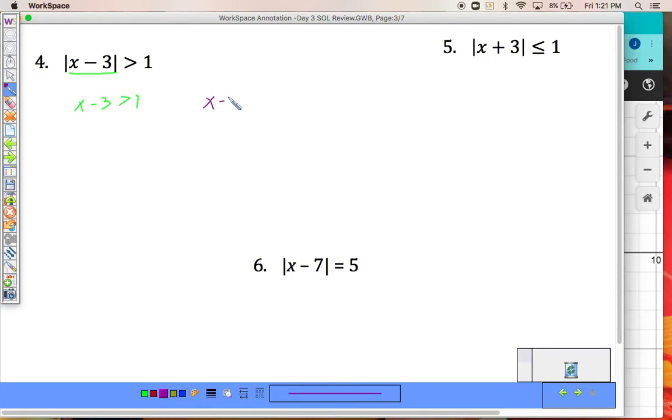And then I'm going to write x minus 3. I'm going to switch this and make it less than the opposite, negative 1. So the two I'm going to solve are x minus 3 is greater than 1 and x minus 3 is less than negative 1. Now, the word. To figure out what word we put between them, I'm going to write this as greater. All right, greater makes it an or statement. So I'm going to put the word or between it. I'm going to solve both.